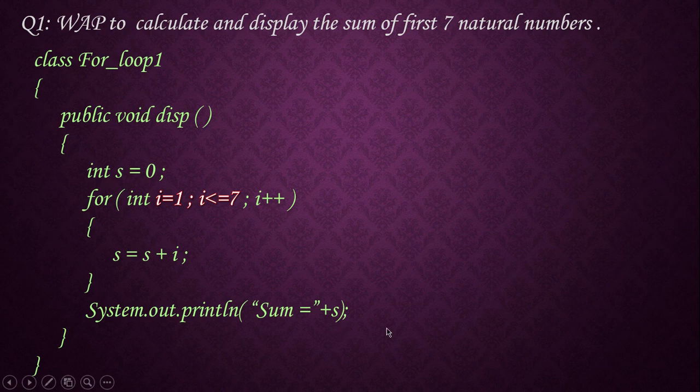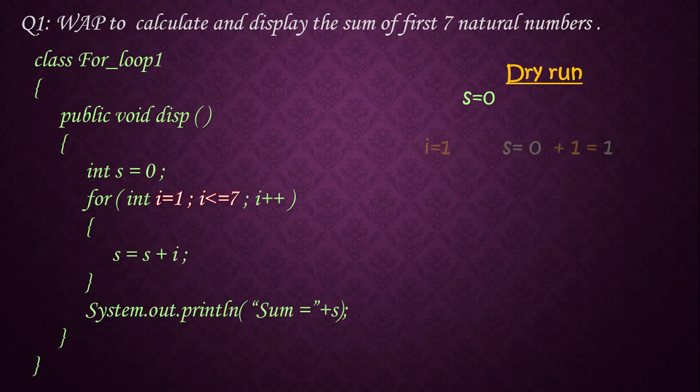So let us see the dry run. Dry run is basically the steps that we would get if we follow this program manually, if we do it on our own. So let us see. Our s is initialized with 0. Next our for loop begins with initial value of i equals to 1 and s initial value was 0. So 0 plus i value, that is 1, equals 1. So 1 is overwritten in s.